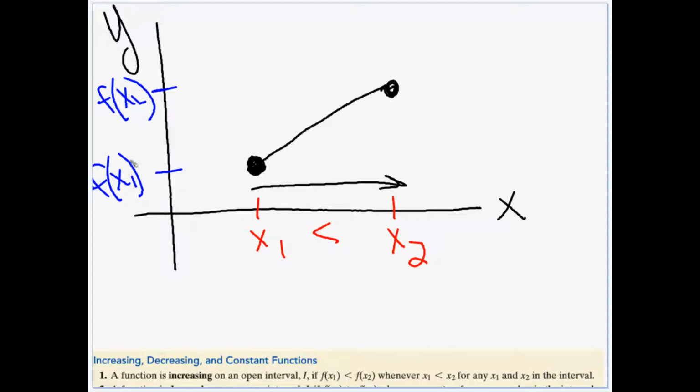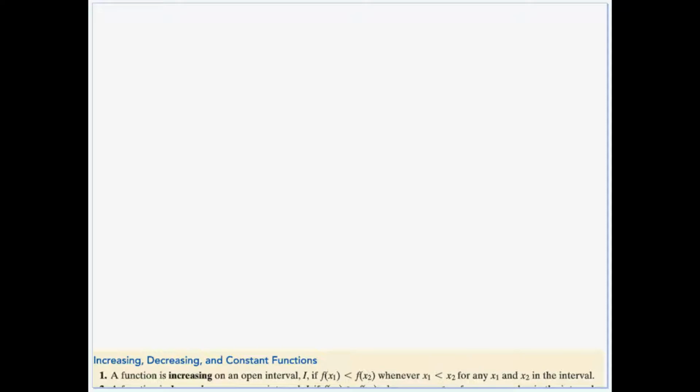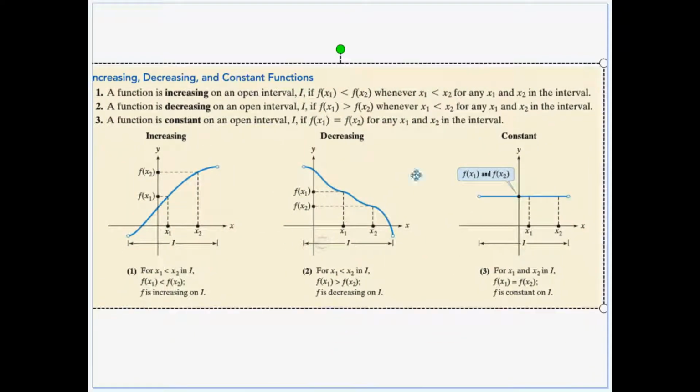In the definition, they just changed the y-axis locations. Here would be x sub 1, now it's on top. x sub 2 is on the bottom. So now our point x sub 1 is high, our x sub 2 is low, and now that function would be decreasing. And if the graph is flat, all the x values or the y values are the same, we have a constant function.